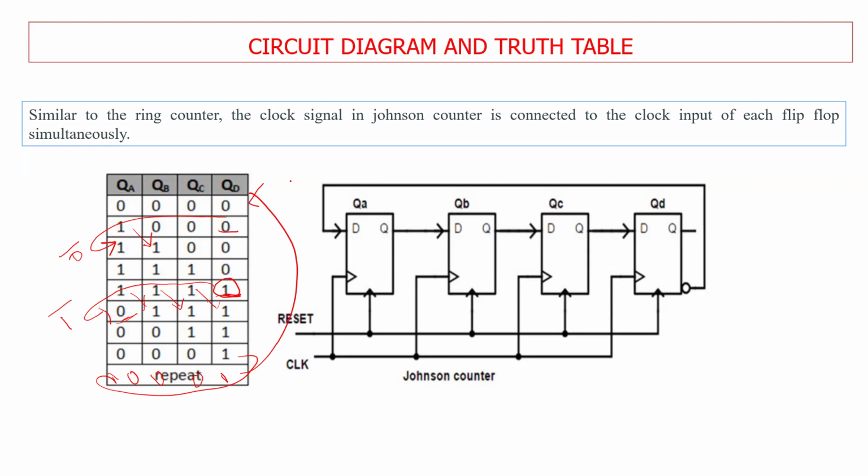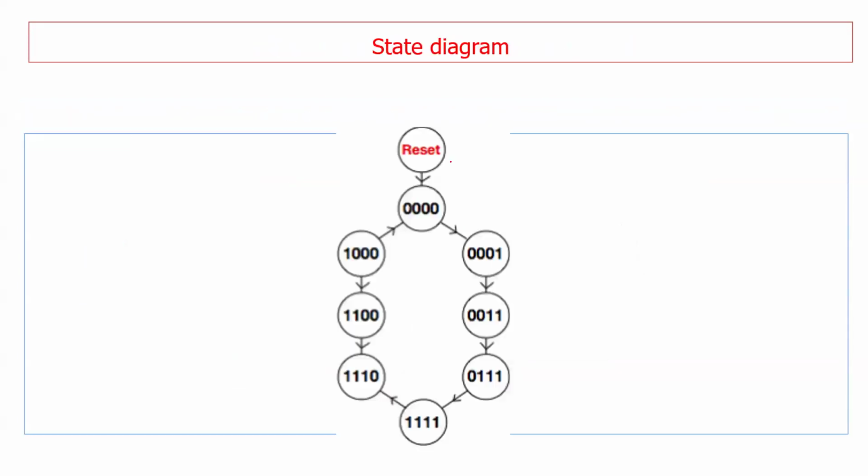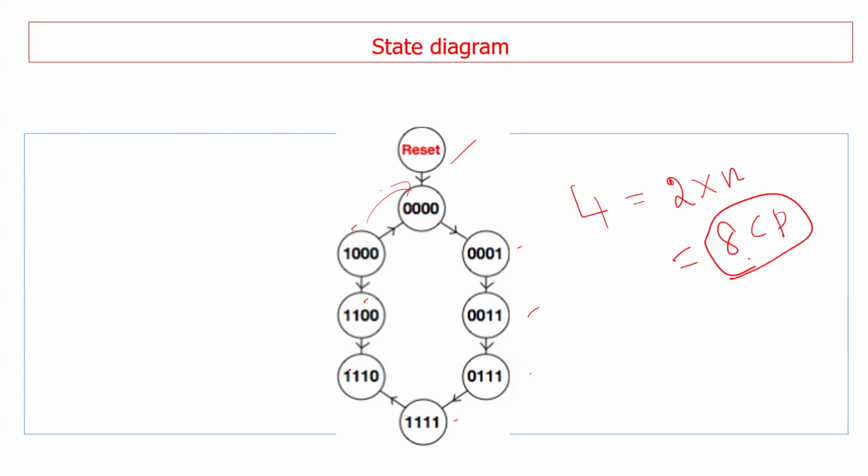Starting with 0000, it is represented by the state diagram. Reset, then bits 1, 2, 3, 4, 5, 6, 7, 8. At the 8th clock pulse, it is going to repeat by the 9th clock pulse. So 4 bits equals 2 into n. How many clock pulses are needed? 8 clock pulses are needed to return to the original state, as it is a 4-bit counter.